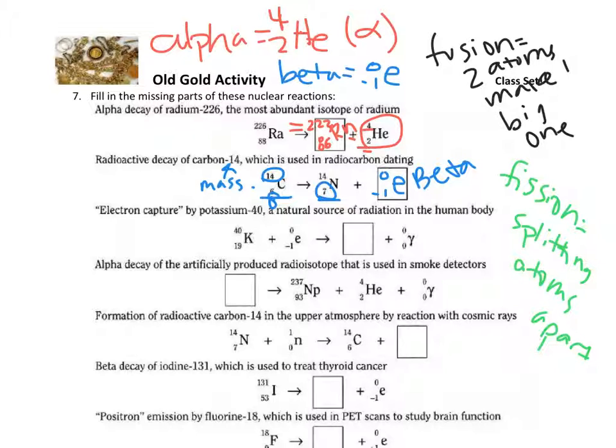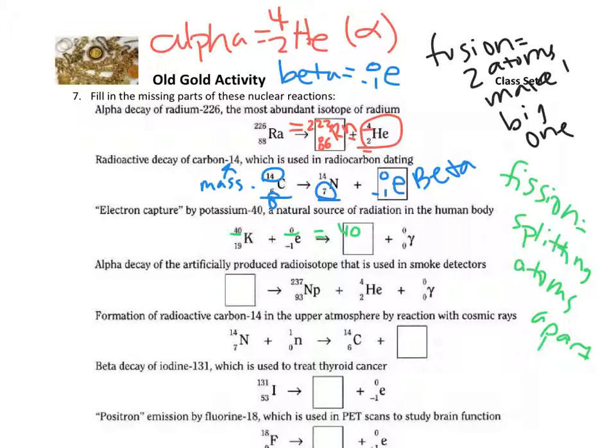All right, last one we're going to take a look at together is the electron capture by potassium-40, a natural source of radiation in the body. Okay, so electron capture is not one that we focus on, but it is still something that you can fill in the blanks. It's not a huge deal. You just have to do the math. It's quite simple. So remember, always look at this arrow as an equal sign, and the top numbers have to equal the bottom numbers. So 40 plus 0 equals what plus 0? Well, that's 40.